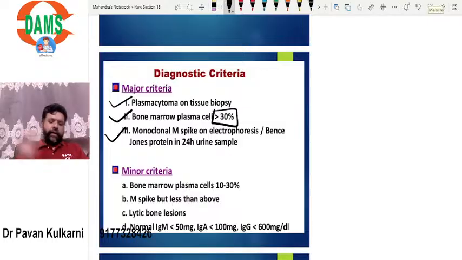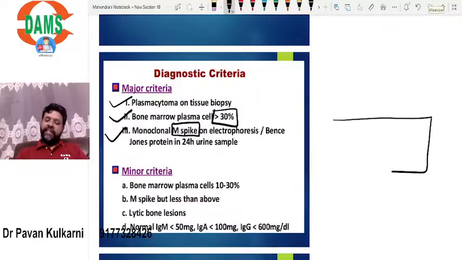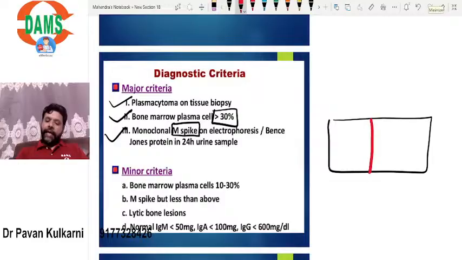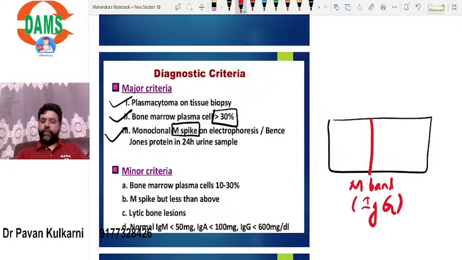Then third, on electrophoresis, you should be able to see an M spike. In multiple myeloma, we have discussed that there will be one band called the M band or M spike. This stands for the IgG. So increased IgG production is seen in multiple myeloma, which results in the M or myeloma band on electrophoresis. This is again a major criteria. Or Bence-Jones proteins are seen in the 24-hour urine sample. That is also a major criteria.